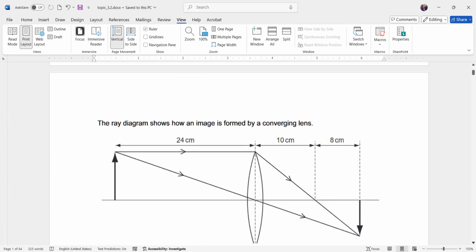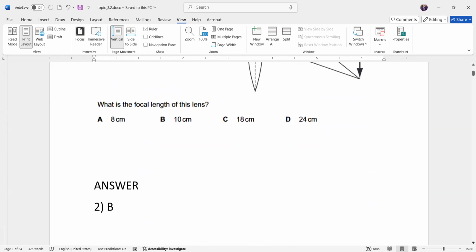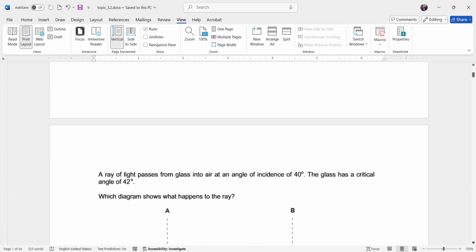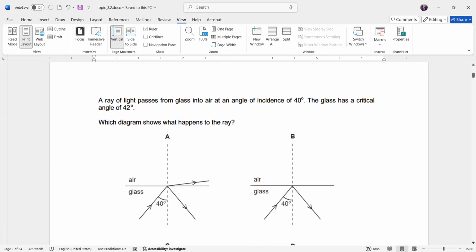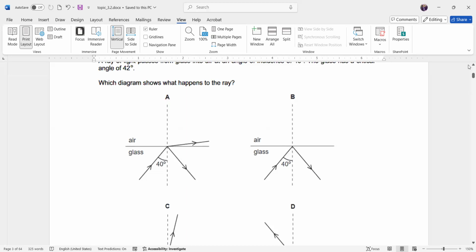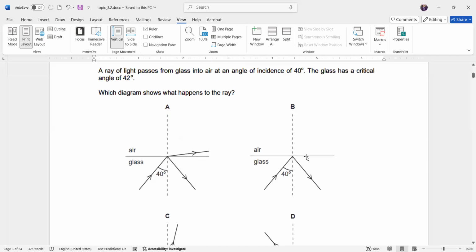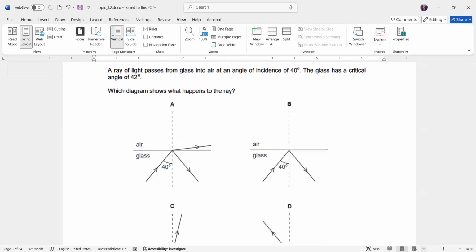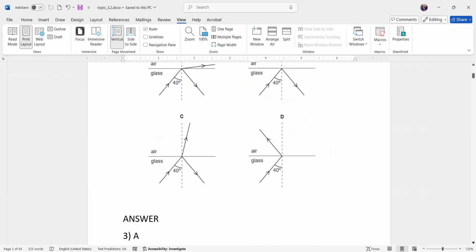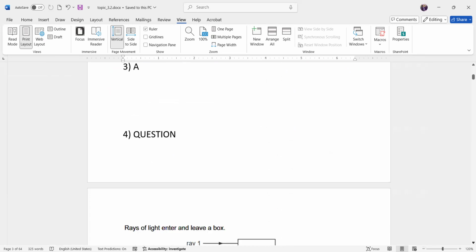This is about the lens. We will do the next topic, our lens. Moving on to question 3. The critical angle refers to the angle of incidence. We call that the critical angle if the angle of refraction is 90. But that topic is still left.